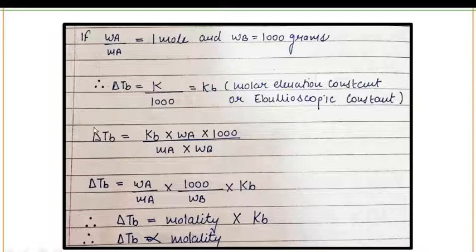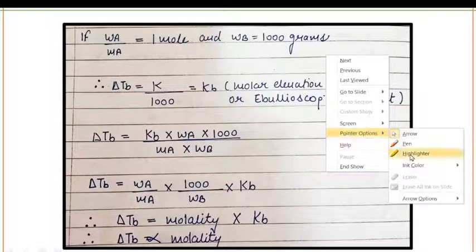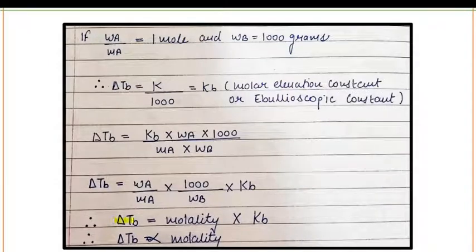So if you want to calculate the value of delta Tb, the elevation in boiling point, you simply have to learn this formula. Okay, in the question you will be given the value of Kb, or simply you can remember this formula as delta Tb is equal to molality into Kb. This is a very important formula, guys. This will help you to solve a lot of numerical problems based on this topic, or you can say this colligative property.